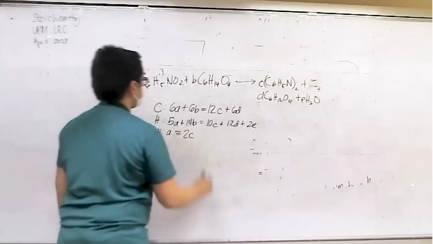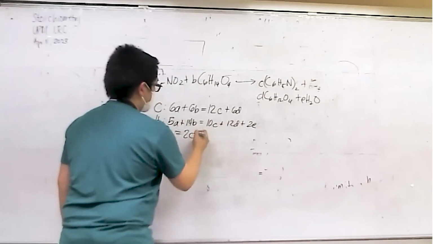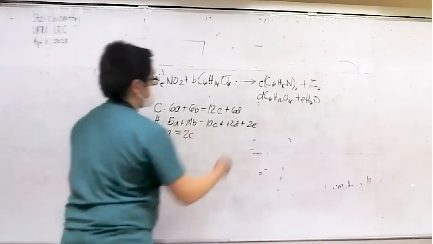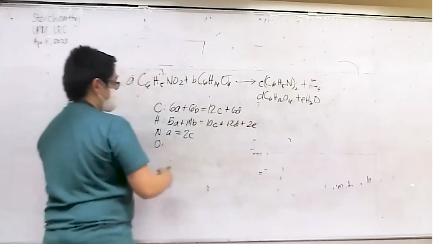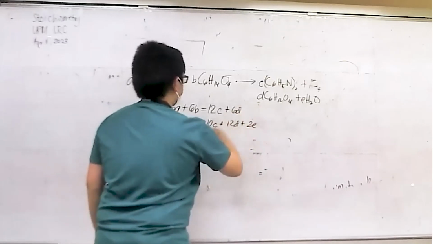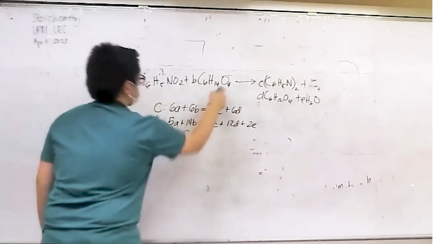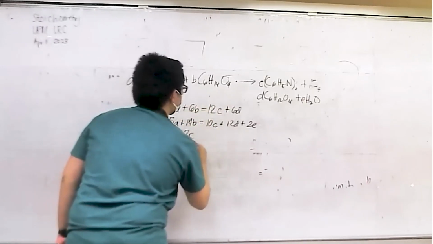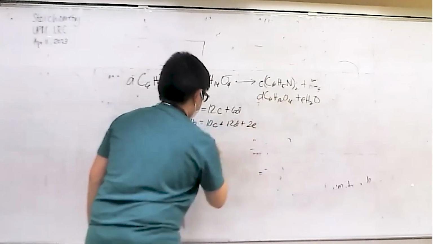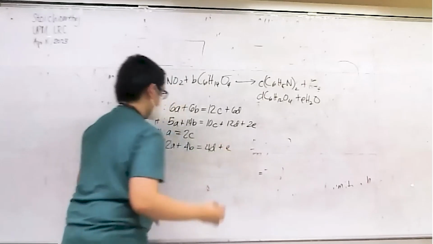A is equal to 2C. So anything you multiply by A, kunwari 1, that's equal to, for example, 1 is equal to 2C, so C is equal to 1/2, parang gano'n. So mamaya, gagawin natin kung paano siya i-solve. Then, for oxygen, dito, meron kang 2A plus 4B equals, wala ditong oxygen, and then this one is 4B plus E.